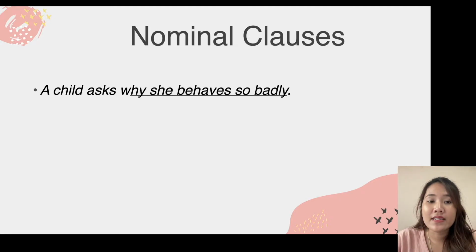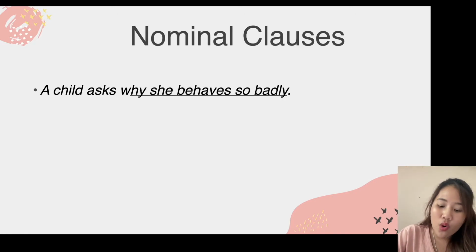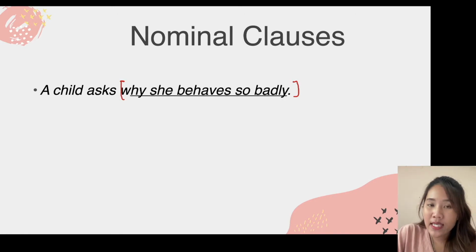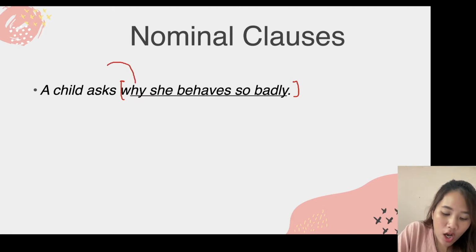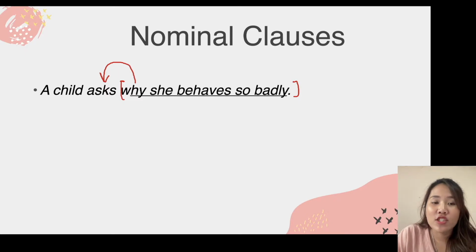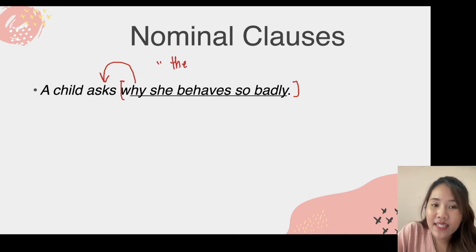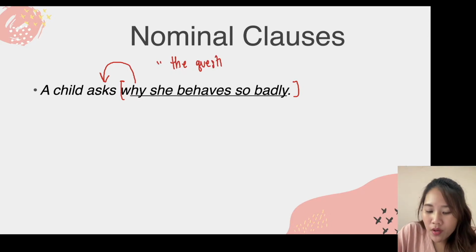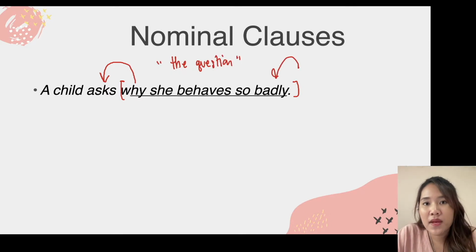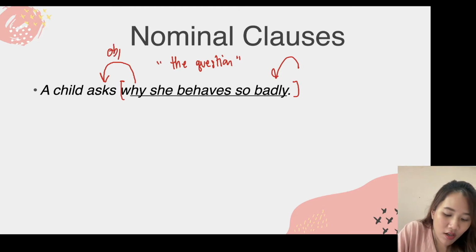So here is an example: A child asks why she behaves so badly. Why she behaves so badly is the dependent clause, and the reason we classify it as a nominal clause is that it functions as the object of the verb ask. A child asks what? Asks why she behaves so badly. So we can substitute it with a noun phrase like, the child asked the question. So we know that in this position it must be something functioning like a noun, to be the object of the verb ask.